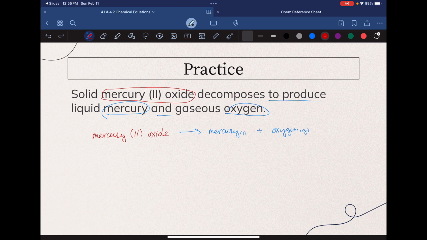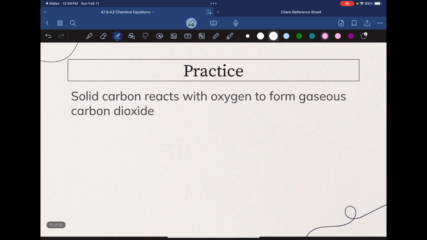Next step is to turn them into formulas. So mercury(II) oxide is HgO, and it's a solid. Decomposing, so I only got one reactant, and I have mercury, which is just going to be Hg, and it's a liquid, plus oxygen, which is a diatomic. And there we have it. Solid mercury(II) oxide decomposing to produce liquid mercury and gaseous oxygen. Let's look at another example.